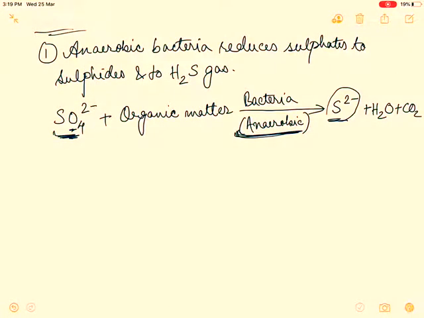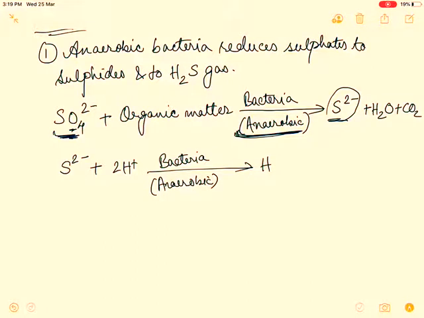And then again this sulfide, by the same anaerobic bacteria, will be reduced and it will form hydrogen sulfide gas. Okay, it will form hydrogen sulfide gas. So this has a very bad smell, like rotten eggs. When hydrogen sulfide gas is produced in wastewater, it will smell like rotten eggs.